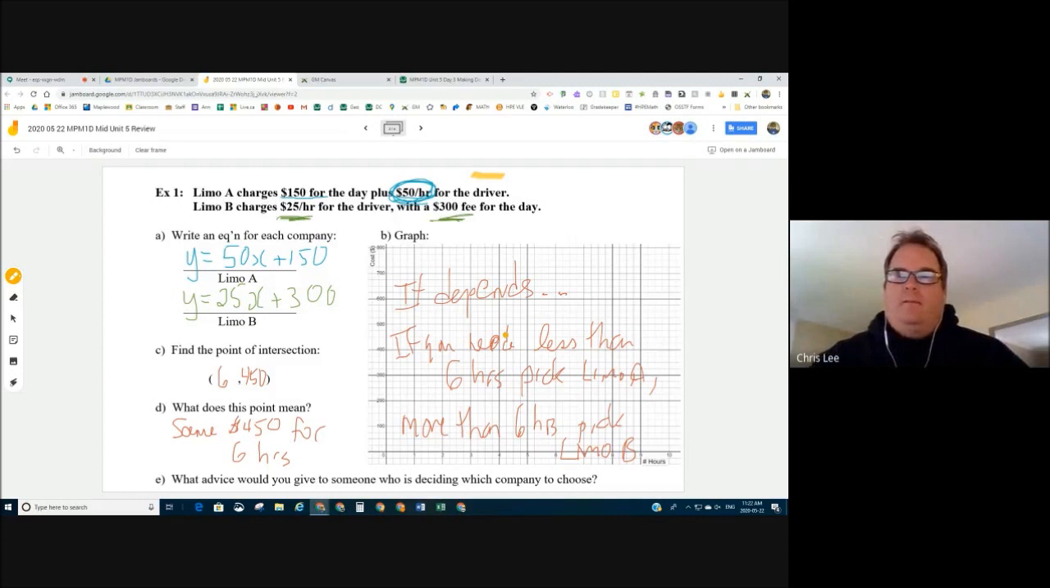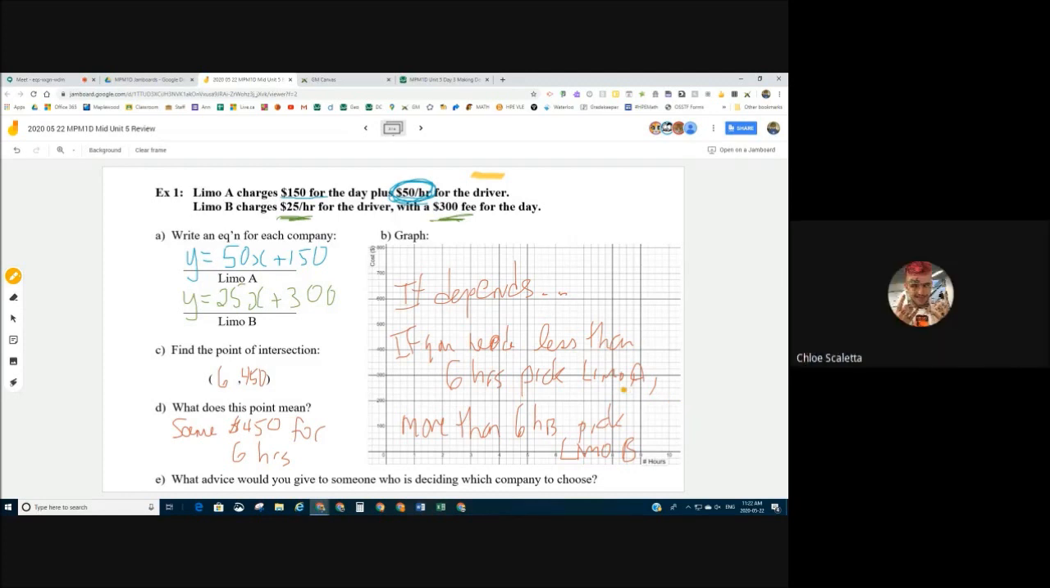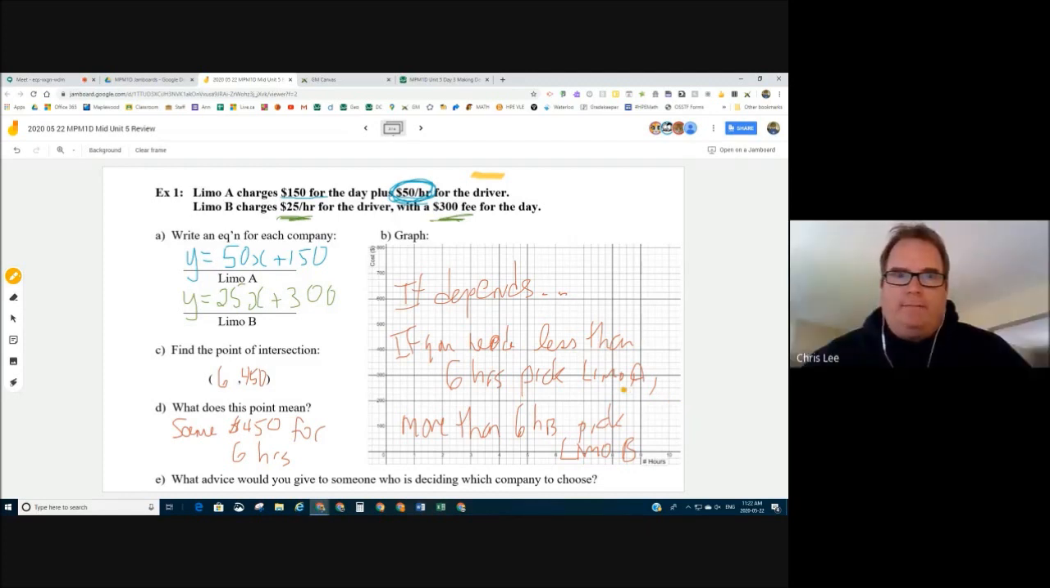Okay. But I was pretty impressed with how you guys did in the Desmos activity, where you were saying it depends, and then if you need less than, pick one, more than, pick the other. Okay? Good. Questions for that? I will tidy that up when I print this note out for you, but at least we've got that set. Okay, great.